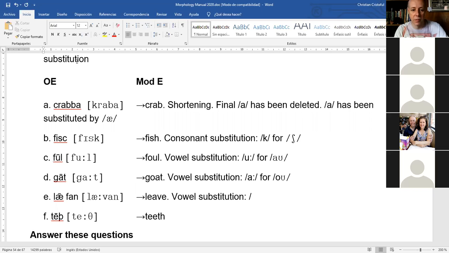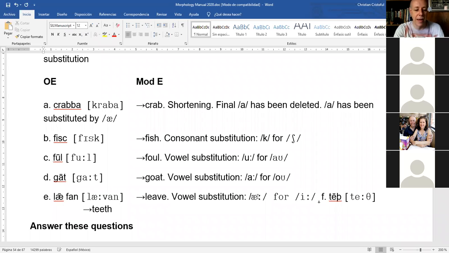Let me just copy this. Lavan. Okay. A for E, right? There. Vowel substitution, A for E. So, leave one. Now, leavan. No, something is wrong. Leavan. It's not like that. We don't pronounce it. Shortening. Very good.